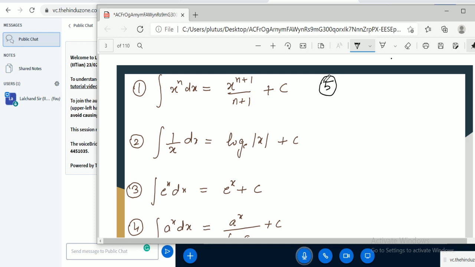And what is the fifth basic formula? Can anyone tell me the fifth basic formula? For trigonometric functions like sin x, cos x, let's integrate sin x. What is the integral of sin x? Minus cos x plus c. What is the sixth formula? That is cos x dx. The integral of cos x is sin x plus c.